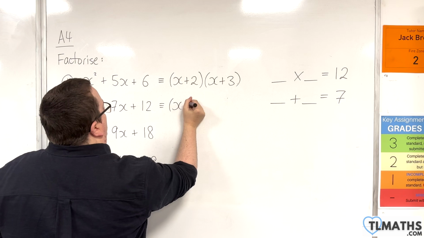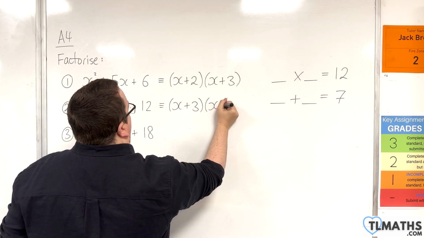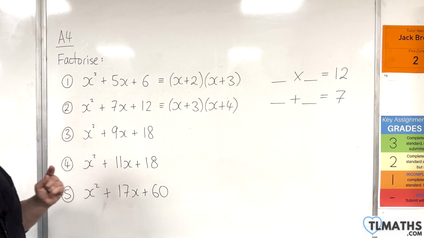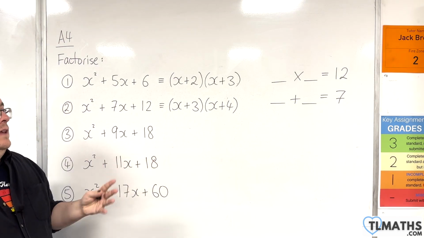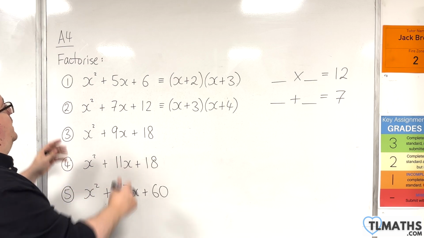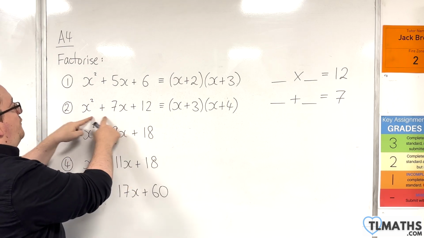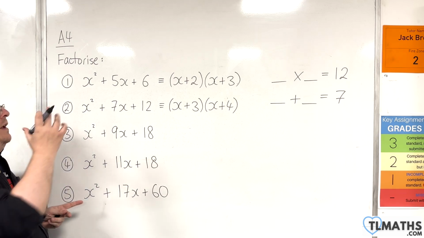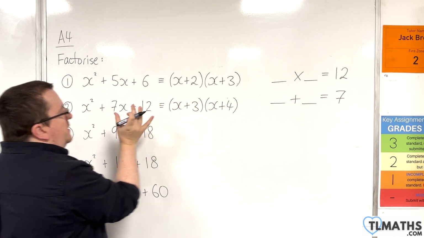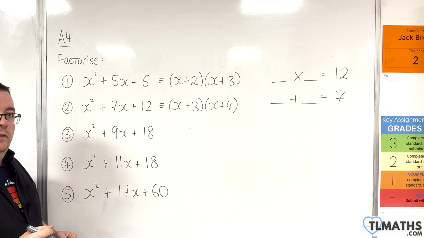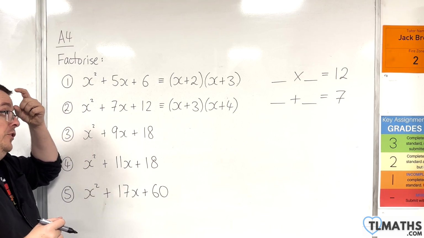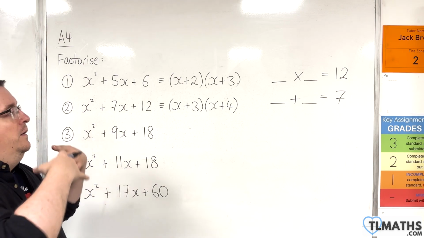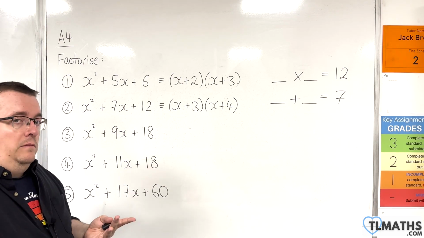So that would be x plus 3, x plus 4. Now, the thing that's difficult with these is it doesn't look like x plus 3 is a factor of this. Okay? This looks quite alien compared with what you're starting with. But as we showed in the previous video with the x plus p, x plus q, this is how you can work out what the p and the q are. Okay?